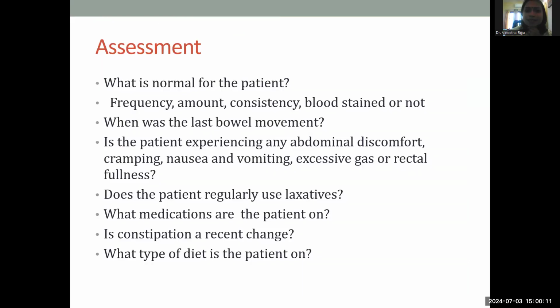So assessment, first and foremost, the question is, what is normal for the patient? Then ask, what is the frequency, how much amount, the consistency, is it blood stained or not? When was the last bowel movement? Is the patient experiencing any discomfort because of that, like pain, colic, nausea, vomiting, gassy feeling, or rectal fullness? Does the patient regularly use laxatives? This is like a $1 million question. Okay, are you using the laxative?